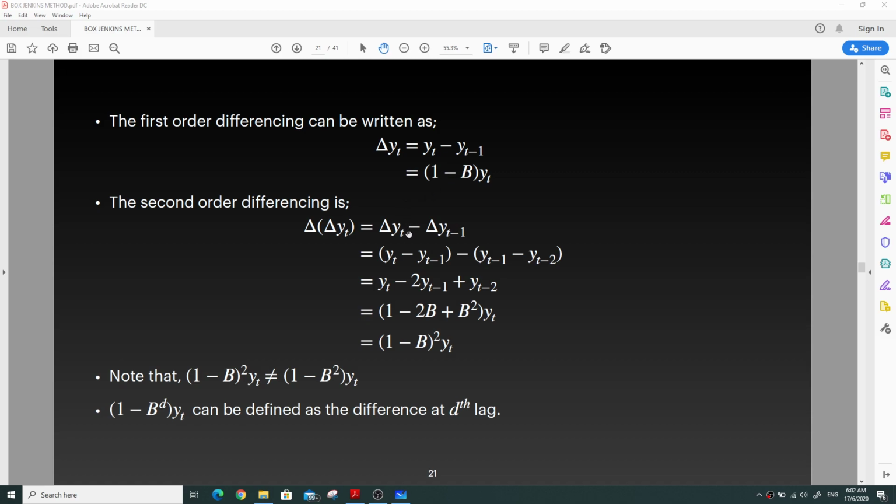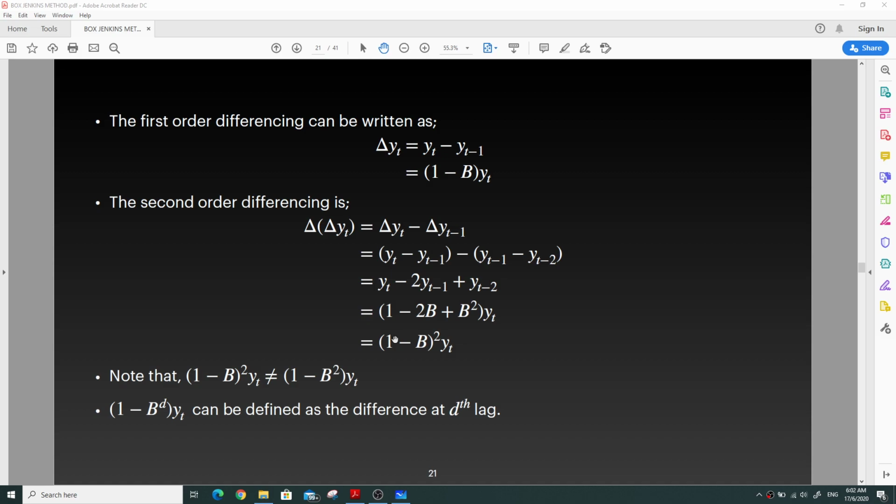What does the second order difference say? As we can see here, at the end of it we can factorize 1 minus 2B plus B squared. When we factorize, we get 1 minus B, not beta, B the backward shift operator, squared, Yt. So you have to differentiate the notation that we use when we represent the order of differencing.